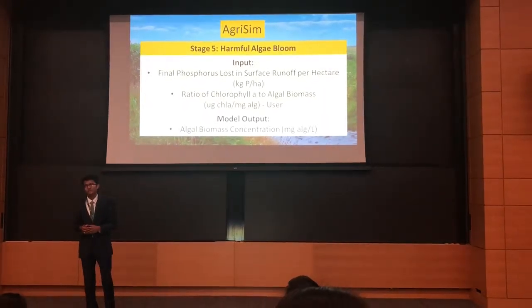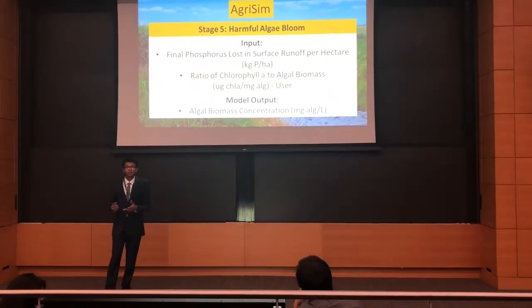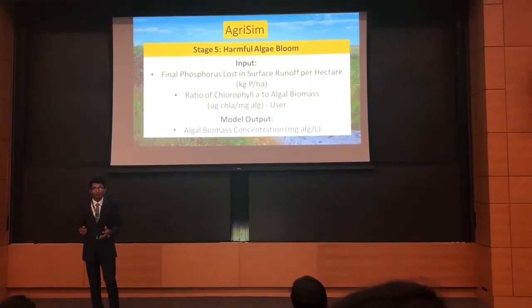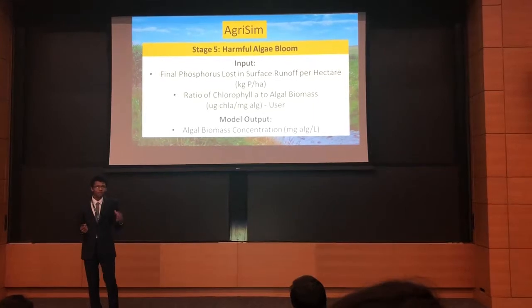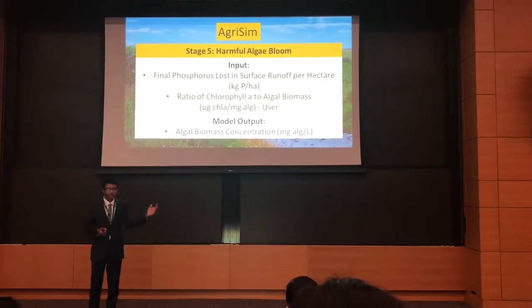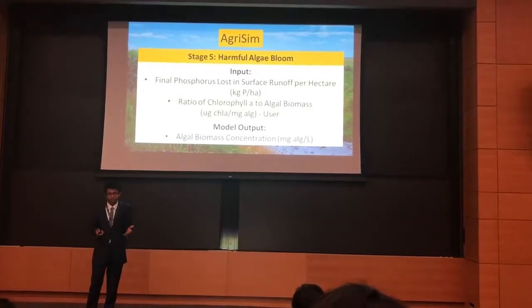And lastly, in stage 5, farmers get to see the end impact of their actions and with this is harmful algae blooms. So farmers can see how, given an amount of fertilizer that they're applying onto their field, if that fertilizer were to get caught in runoff, how would that lead to algae growth? And this growth is represented in terms of algal biomass concentration.